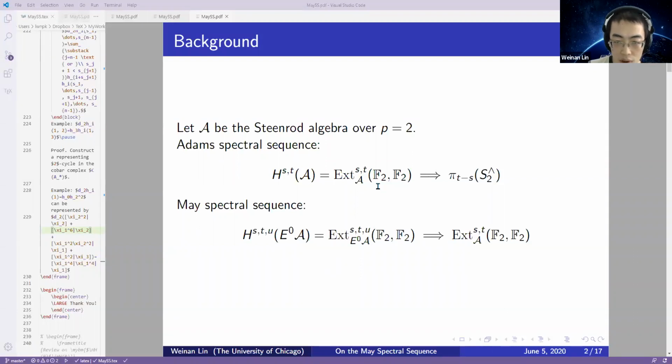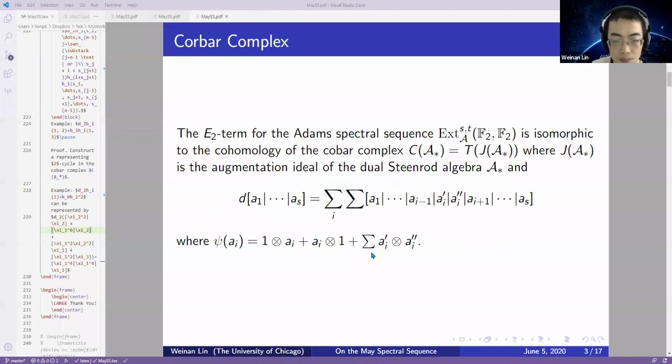Okay, and so the E2 page of Adams has two gradings, but because of the filtration, we have 3 gradings in the May spectral sequence. And here I use the total grading for the first two gradings, and this u grading is from the filtration. So first I want to talk about how to compute the E2 page of Adams.